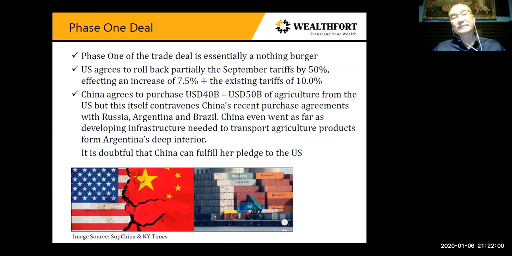Now, all this is what I know, okay, but why is China willing to meet the US demand for 40 to 50 billion if, let's say, China cannot meet it? Now, there are a few things which come to my mind.